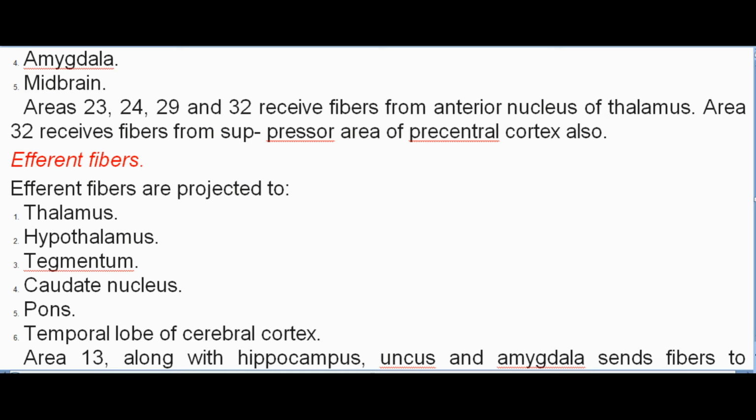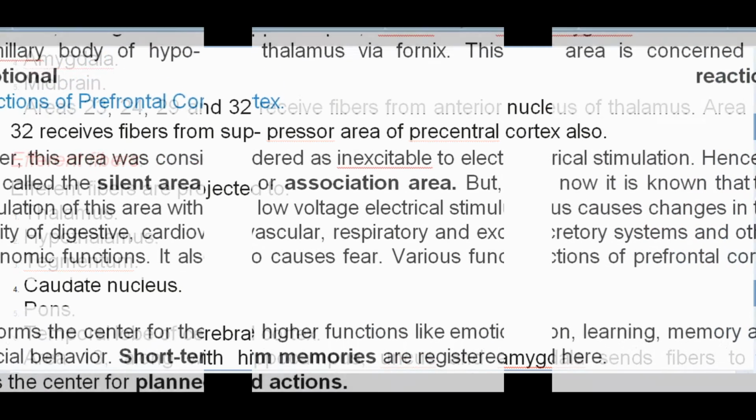Area 32 receives fibers from subpressor area of precentral cortex also. Efferent fibers are projected to thalamus, hypothalamus, tegmentum, caudate nucleus, pons, temporal lobe of cerebral cortex. Area 13, along with hippocampus, uncus, and amygdala sends fibers to mammillary body of hypothalamus via fornix. This area is concerned with emotional reactions.